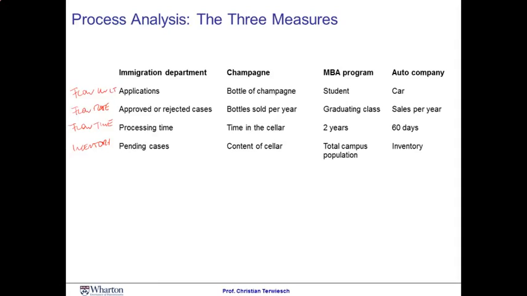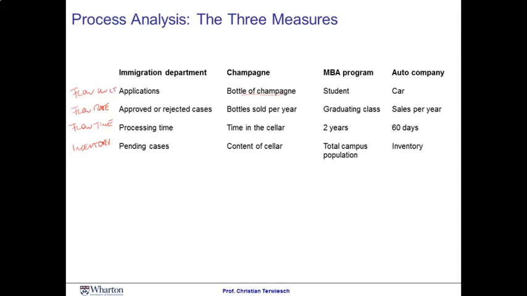Next, consider the production of champagne. The flow unit would be a bottle of champagne. The flow rate would be the bottles sold every year. The flow time would be the time that the champagne would sit in the cellar before it is sold. And the inventory would simply be the content of the wine cellar.